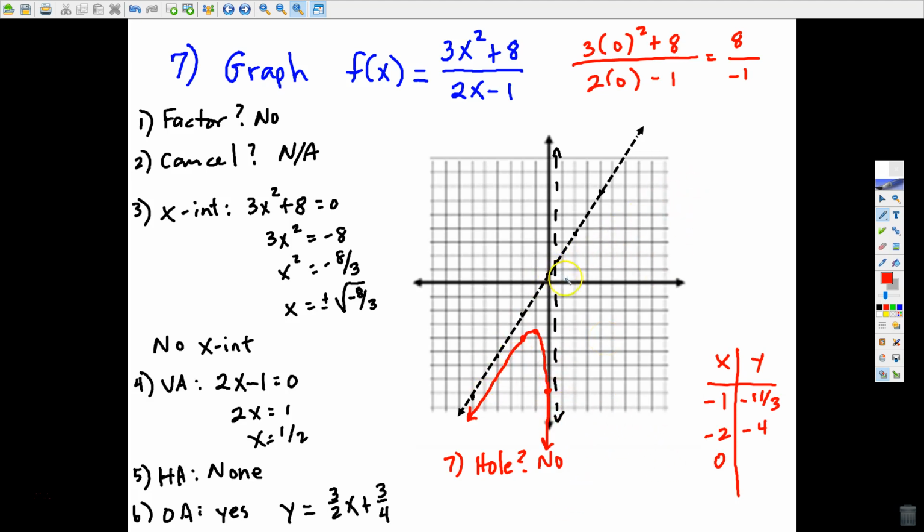And now let's see what happens on the other side of this vertical asymptote, x equals 1/2. Let's try +1. So this is 11 on the top and 1 on the bottom, 2 minus 1. So for an input of 1, you get an output of 11.